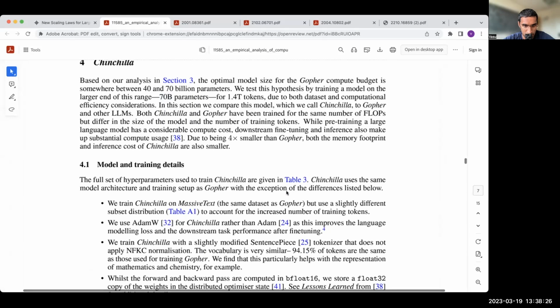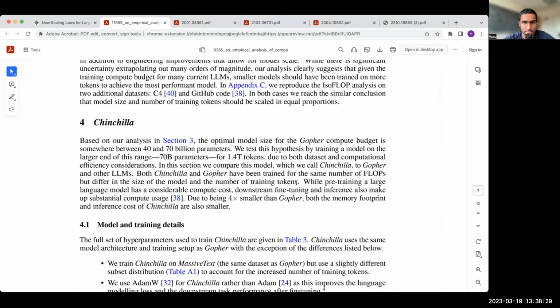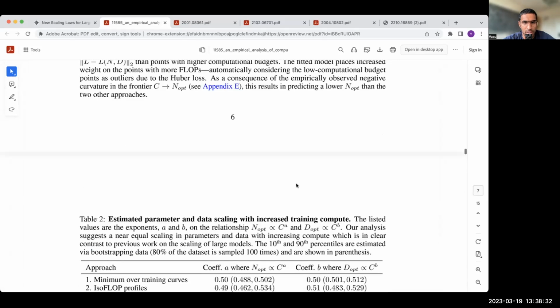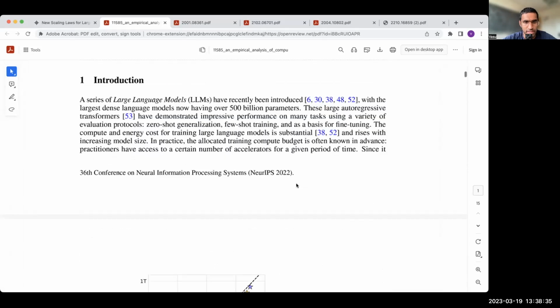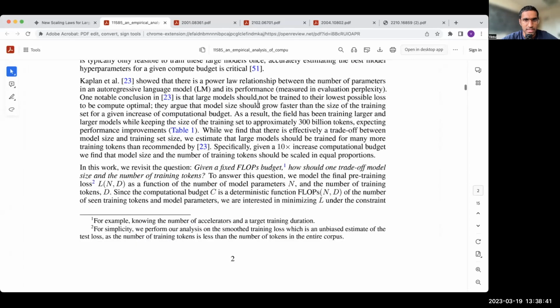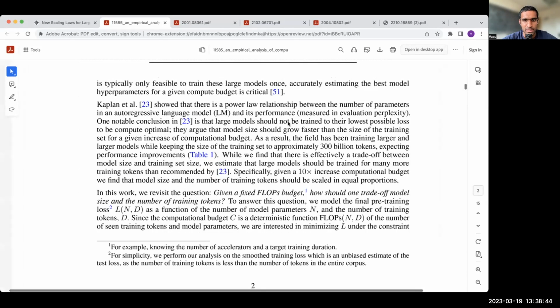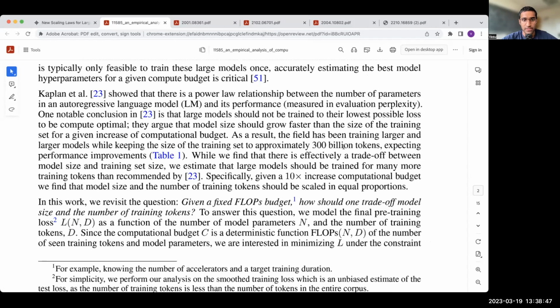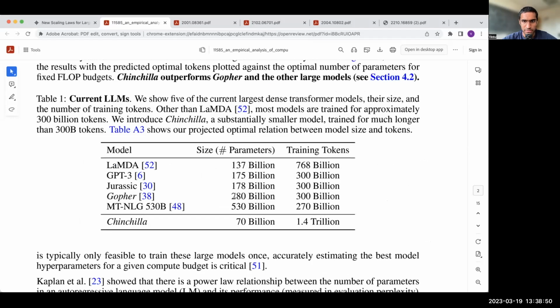So let's go and check if they've described what the actual numbers are. I think it's somewhere in the early parts of the paper. So basically what they find is that, yes, there are larger models like Gopher with 280 billion parameters and 300 billion tokens, versus a smaller model like Chinchilla with 70 billion parameters and 1.4 trillion tokens. This seemed to outcompete this model at more or less everything.